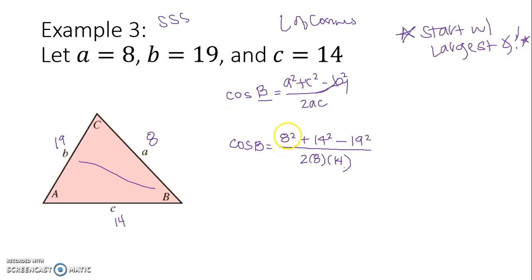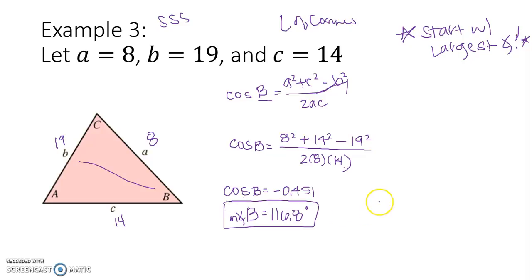Do be careful. If you're going to set it up as a big fraction, that's fine. Or if you want to put parentheses around your numerator, that's fine. But when I type that in, I'm getting about negative 0.451. And then I'll do cosine inverse to find angle B, which is 116.8 degrees.